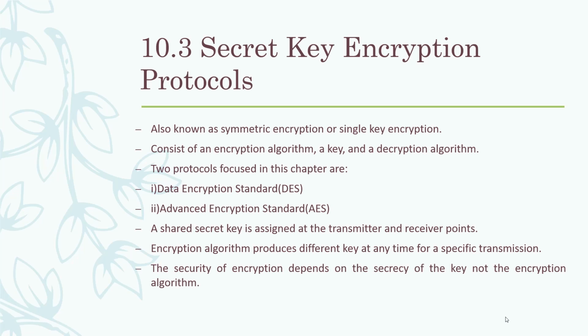A shared secret key is assigned at the transmitter and at the receiver points. So the algorithm produces a different key at any time for a specific transmission. The security of the encryption depends on the secrecy of the key, not the encryption algorithm. That means the algorithm need not be kept secret, whereas the key has to be kept secret.